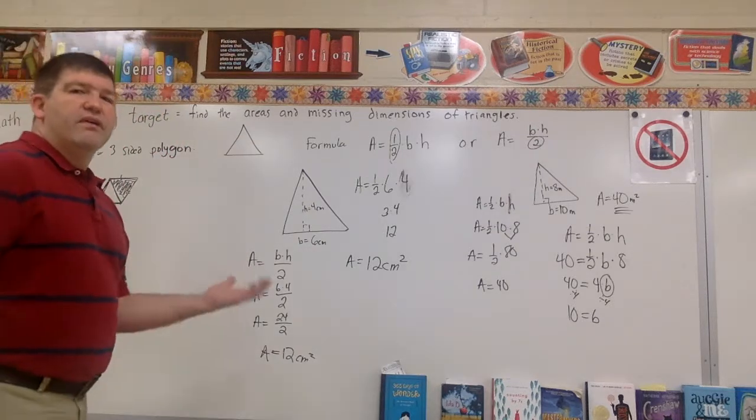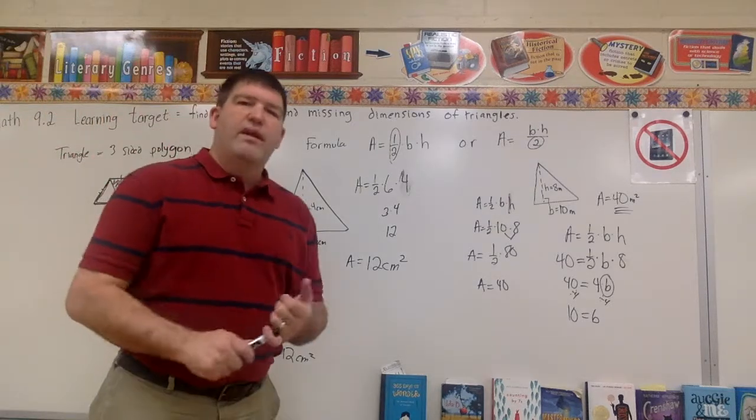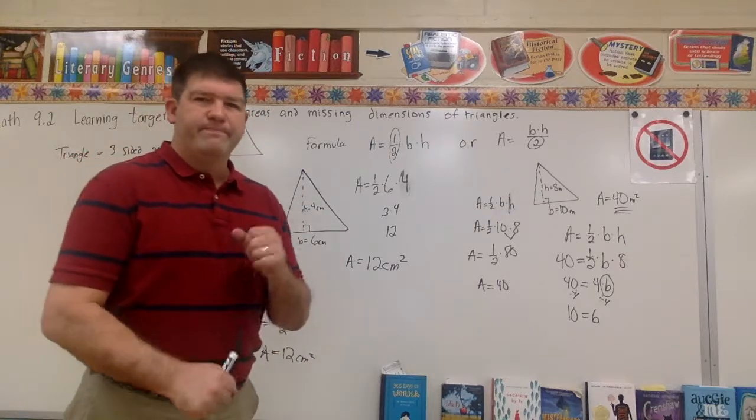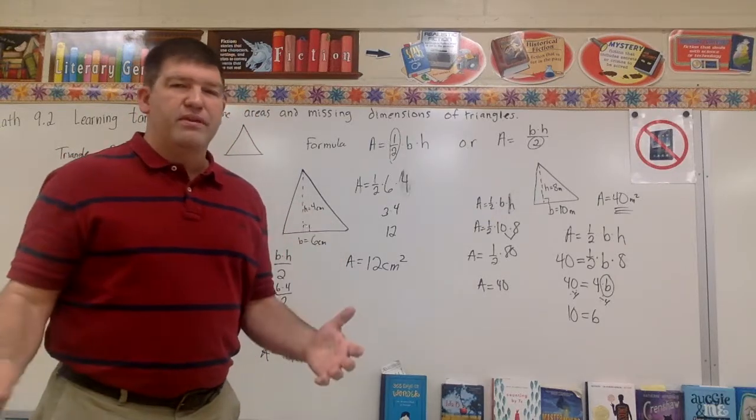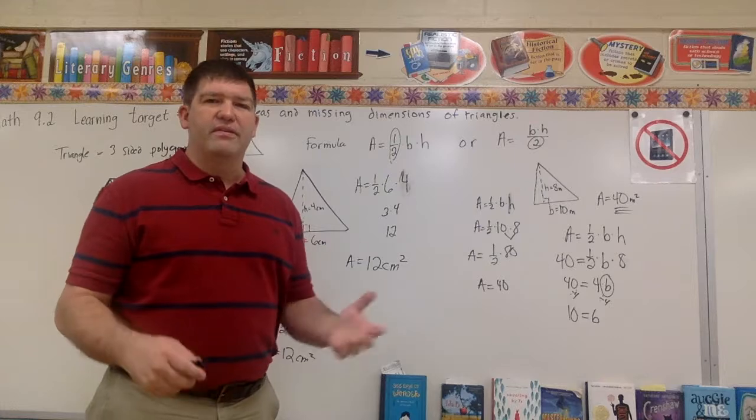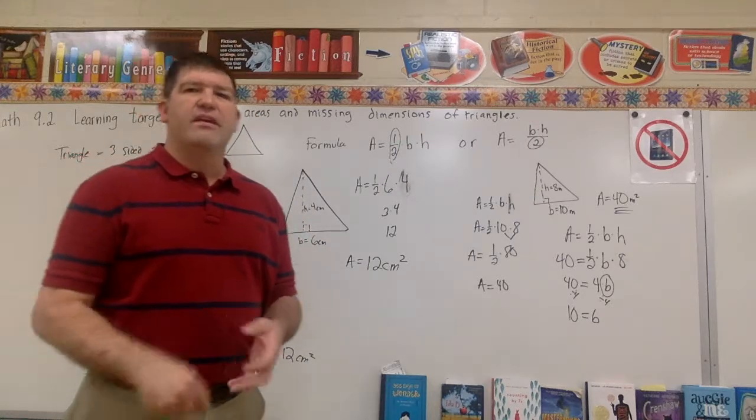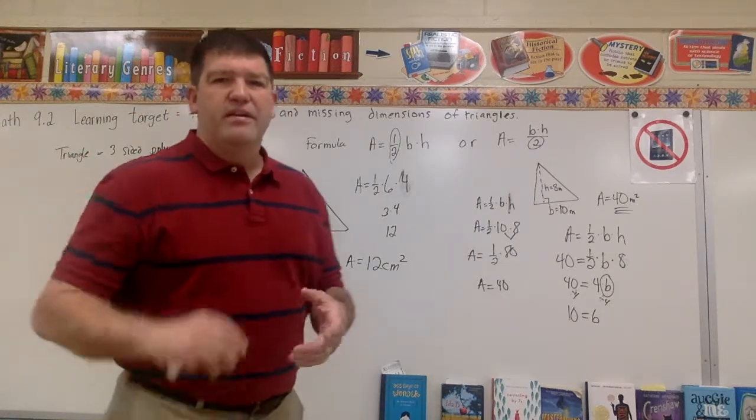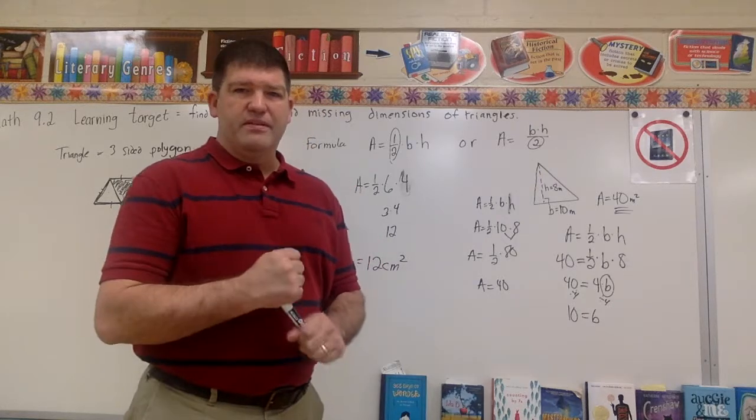Okay? So area of a triangle, 1/2 times base times height. And if you know 2 of the 3 things, you can figure out whatever the other one is. If you're missing the area, you can figure that out. If you're missing the base, you can figure that out. If you're missing the height, you can figure that out.